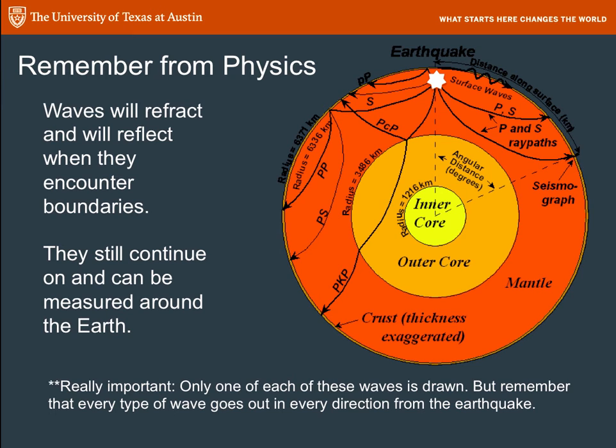Now, remember from physics that waves will both refract, which means they'll bend, and they will reflect when they encounter changes in density or boundaries in a system. And of course, they do this within the Earth, and we're going to take a look at exactly how to see what pathways earthquake waves travel.